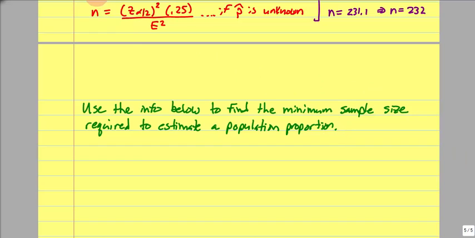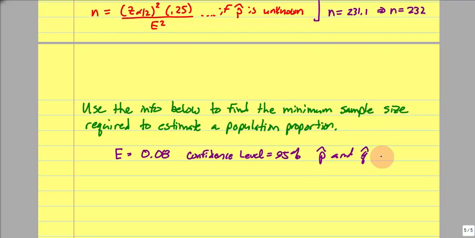Okay, so the information that's provided: we want our margin of error to be, let's say, 8%, so 0.08. We want our confidence level to be 95%. And then for our first example here, p hat and q hat are unknown. So because p hat and q hat are unknown, I'm going to be using this formula up here.